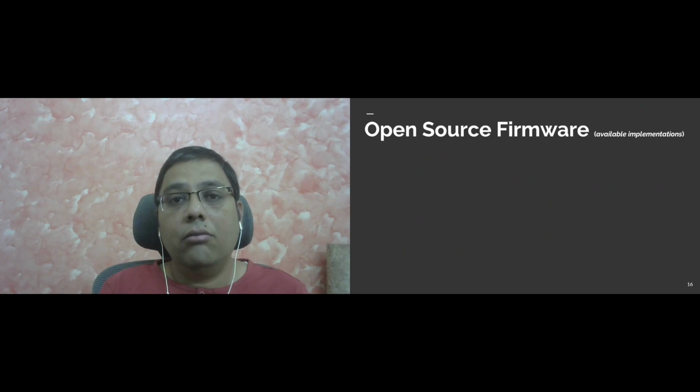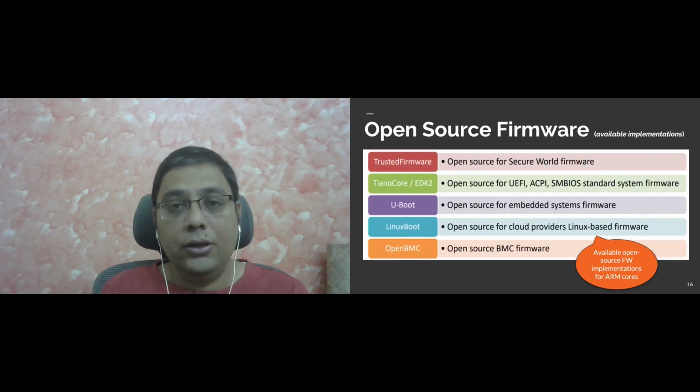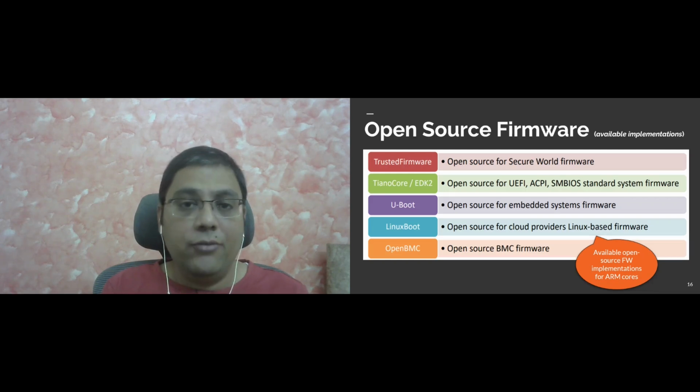Now, I will share the open source firmware implementations that are already available for the ARM ecosystem. So here you are. As you can see, we already have open source projects that provide secure monitor services, bootloader functionality, and BMC reference implementations. So feel free to evaluate these for your next ARM project.